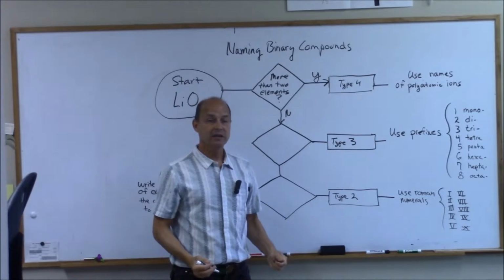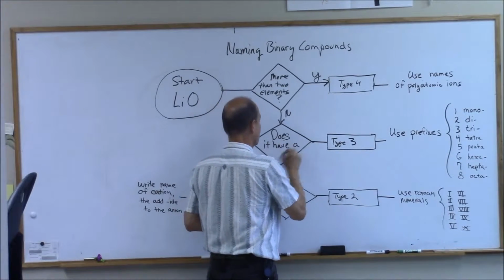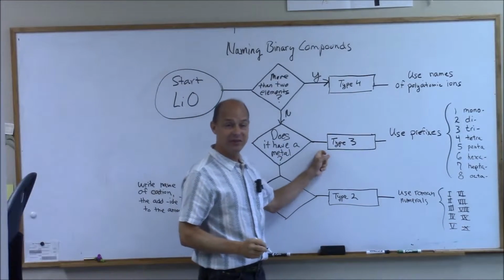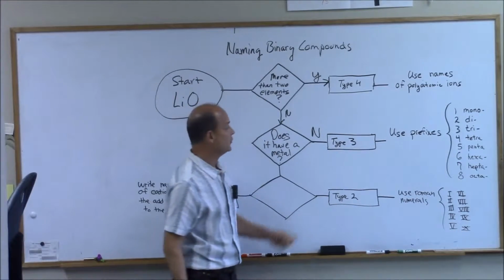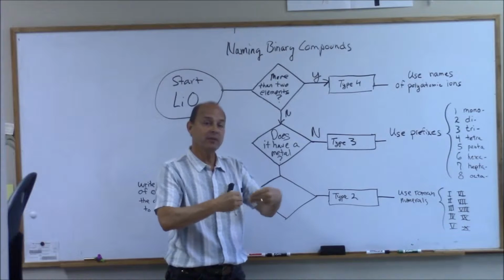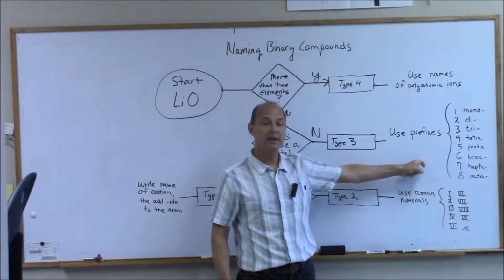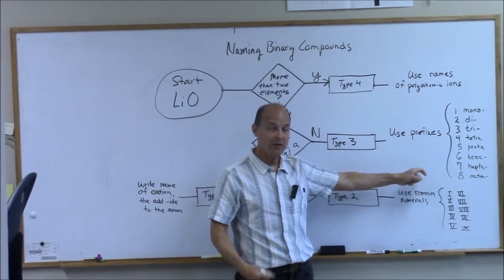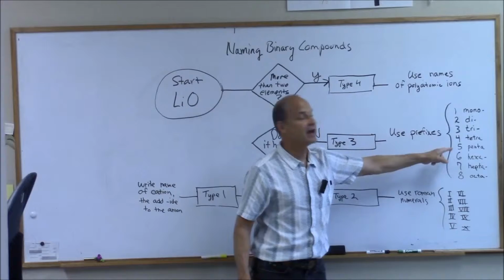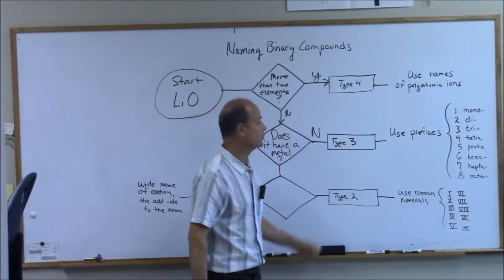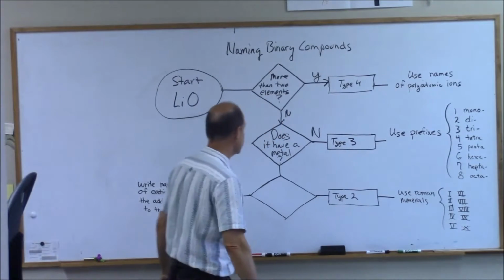The next thing we need to know is, does it have a metal in it? If it does not have a metal in it, then we're talking about 2 nonmetals, and so those 2 nonmetals have to be bonded covalently, and we have a special set of rules for naming covalently bound molecules, and that's when we use the prefixes like mono, di, tri, tetra, so on and so forth. So once you know that it's a type 3, then you know to use prefixes.